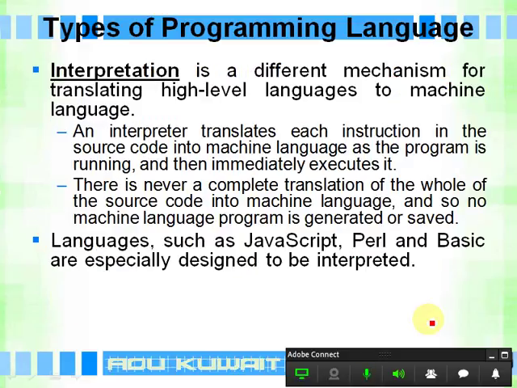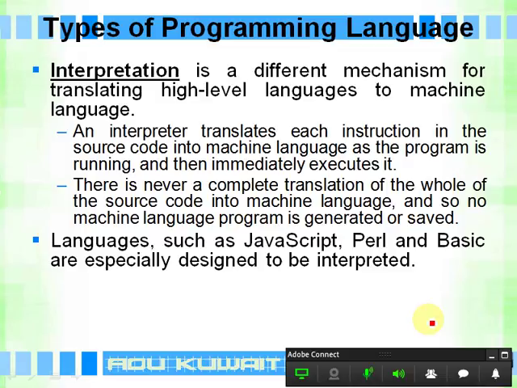Interpretation is a different mechanism. Your high level program is a set of instructions, right? Let's say there are 10 instructions, 10 lines in the program. The interpreter will translate line by line, and it will not store the copy. The compiler will translate the whole program and save the copy after translation. The interpreter will translate line by line as required, and it will not save any copy. Every time you run, it will translate again.